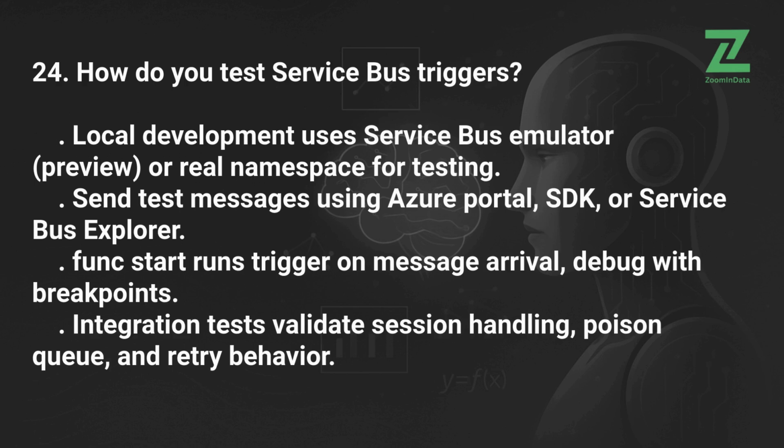24. How do you test Service Bus triggers? Local development uses Service Bus Emulator, Preview, or Real Namespace for testing. Send test messages using Azure Portal, SDK, or Service Bus Explorer. Func Start runs trigger on message arrival, debug with breakpoints. Integration tests validate session handling, poison queue, and retry behavior.